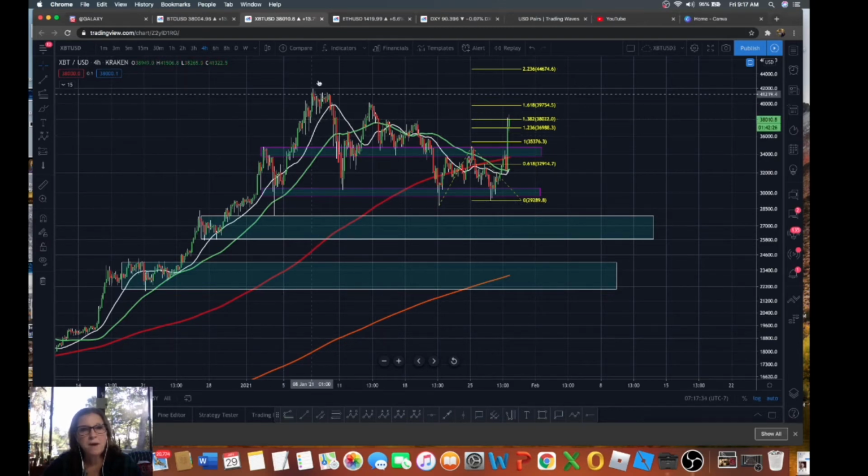We made this high, we came down, we found support here. We came up, we found support here. Basically, we've hit this support 4 times. Now we've broken through, and we need to see if we're going to find support here. People that were looking at the descending triangle are looking at this as a breakout.